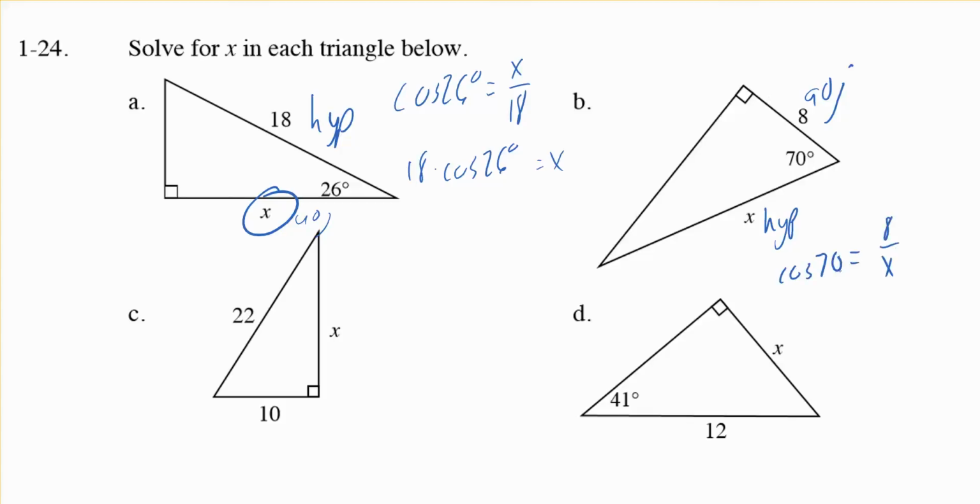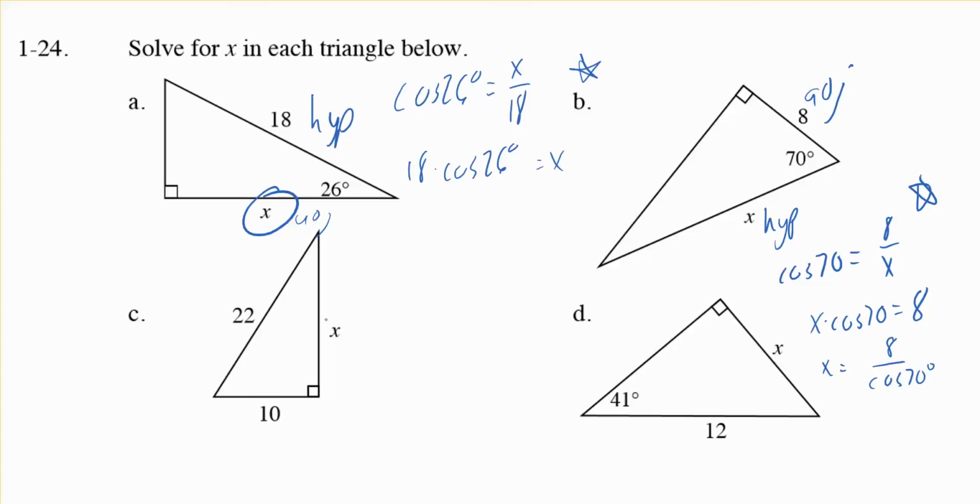So now we've got kind of a two-step to solve this. We'll multiply the x over, x cosine 70 equals 8, and then we'll divide the cosine 70 over. So x will equal 8 over the cosine of 70. Calculator in the right mode, give me a decimal, looks good. So these are basically the two types of problems we've got going on. Either x is going to be on the top or the bottom.